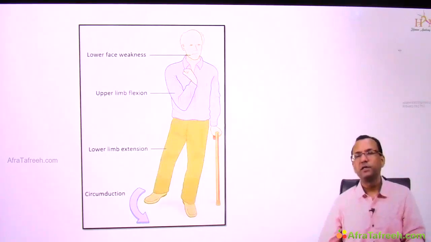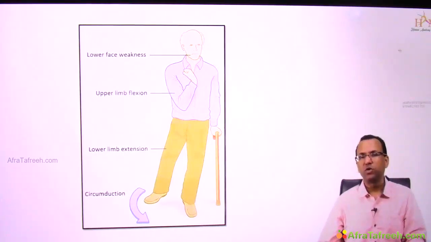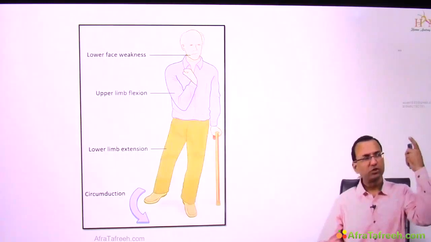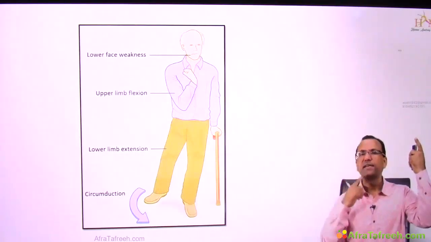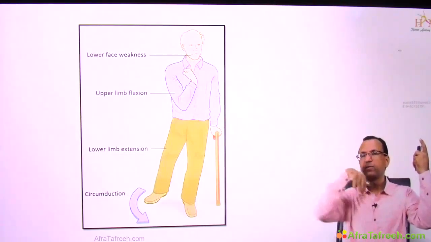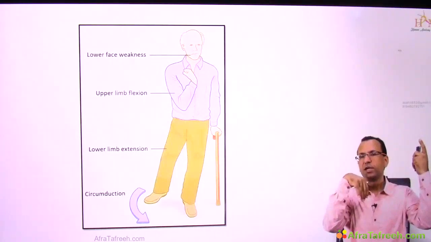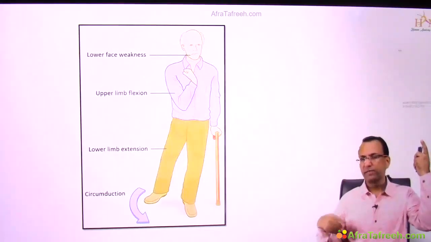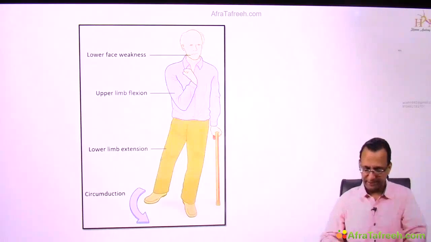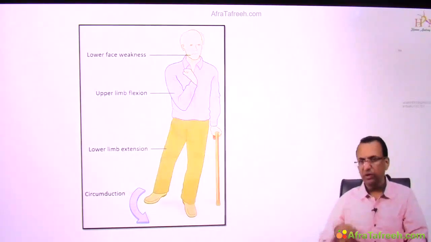Where is the injury? The injury was in the genu of the left side. So genu of the left side, lower face involved, yes. And the upper limb goes into flexion deformity, yes. And the lower limb goes into extension deformity, yes. Circumduction gait. So this is what you have to understand.